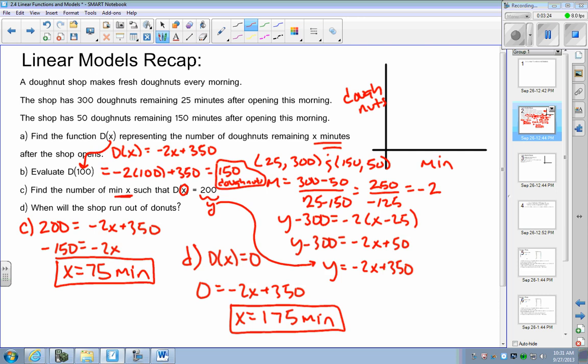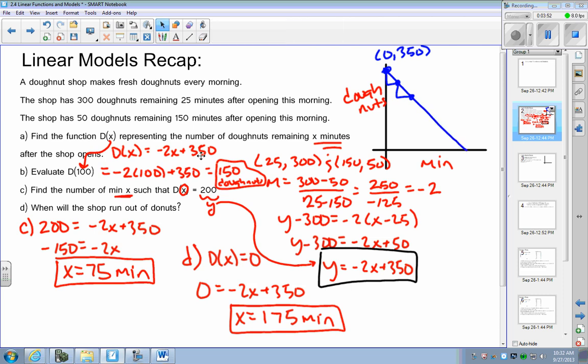Now, let's take a brief detour and just discuss how we graph these things again, in case it's been a while since you've seen them. So any y equals mx plus b, we know we're going to plot the y-intercept. So 0, 350, and then we're going to go down 2 over 1, put a point, down 2 over 1 with the slope, and this is going to come down this way like this.